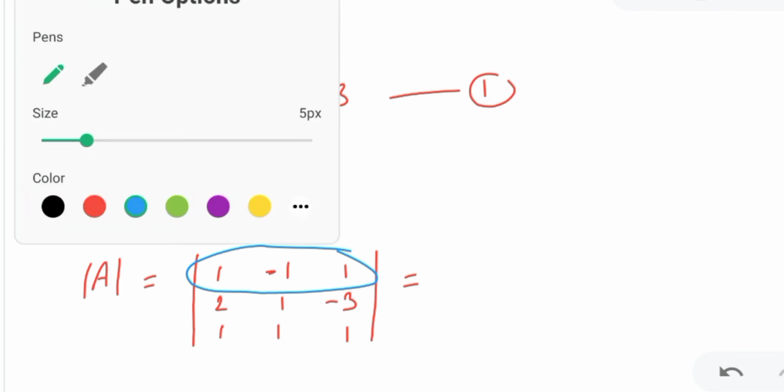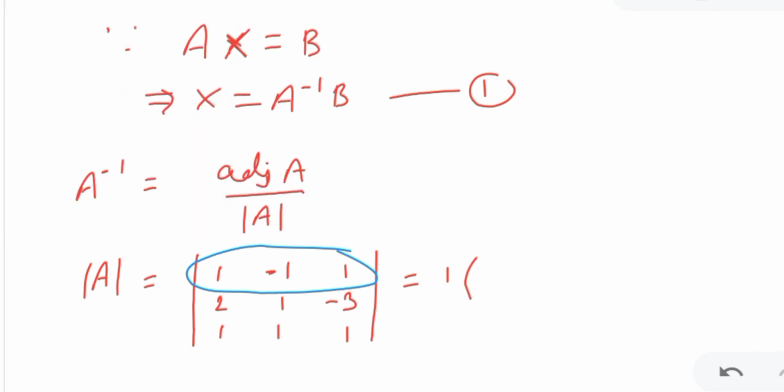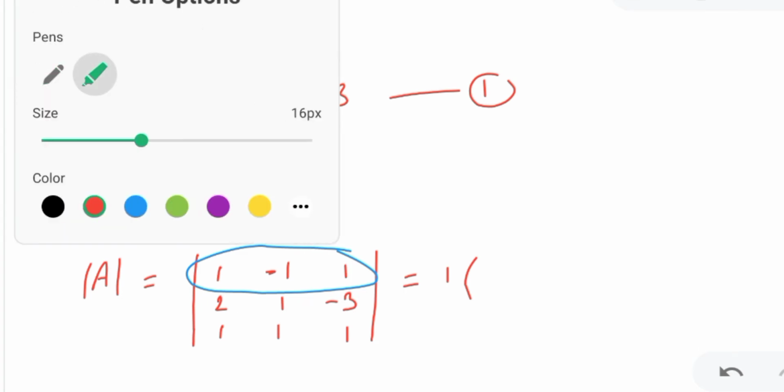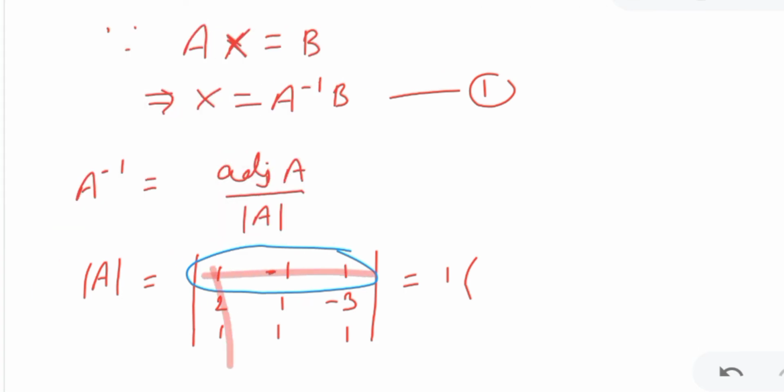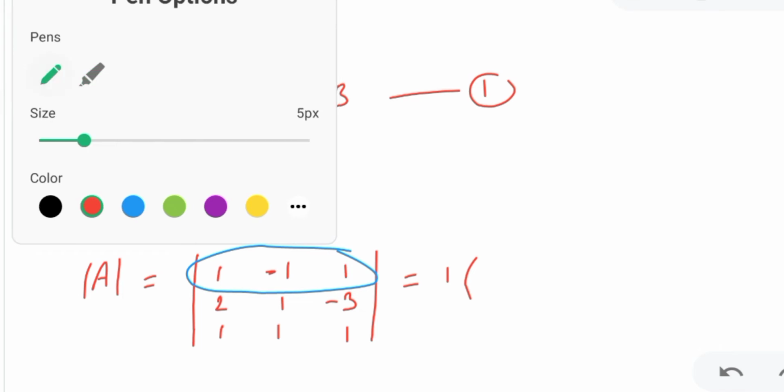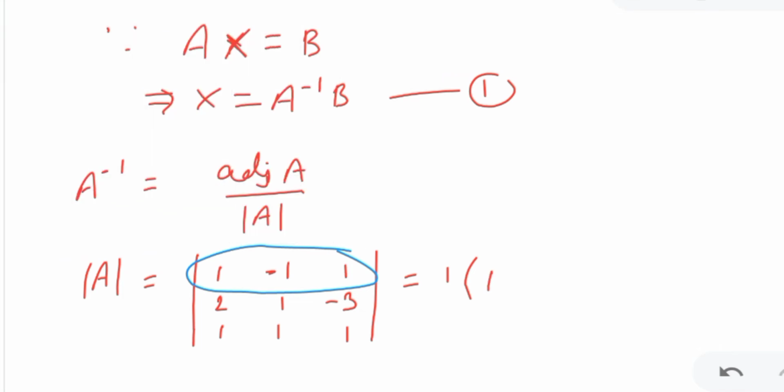I will expand through R1. So this will be 1, then 1, and the corresponding row and column will go, and the remaining elements are 1 into 1, minus 3 into 1. I hope you know all these things. The signs will be plus, minus, plus, so minus of minus 1 will be plus 1, and I am writing directly plus 1.